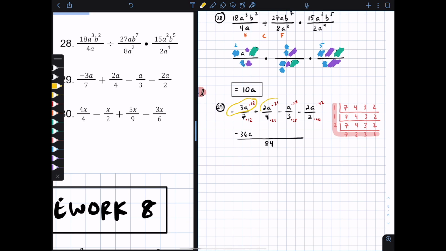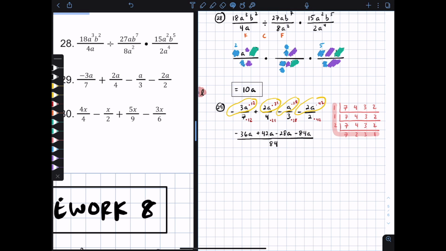And then for 2A times 21, that should be plus 42A. And then for this negative A times 28, that should just be minus 28A. And then for this minus 2A times 42, that should be minus 84A. Okay, that should be all over 84 since now they have common denominators.